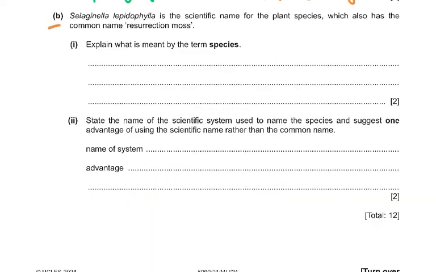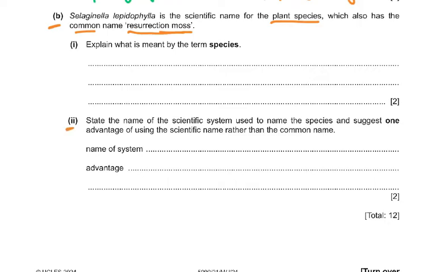Then B part of the question. Selaginella lepidophylla is the scientific name for the plant species, which also has the common name resurrection moss. Explain what is meant by the term species. A group of organisms that can reproduce, or you can say breed or mate, and produce fertile offspring. So we say, okay, this is one species, this is a cat, this is a dog, this is an oak tree, this is a mango tree. So a group of organisms that can breed and reproduce, and number two, produce offspring that are fertile.